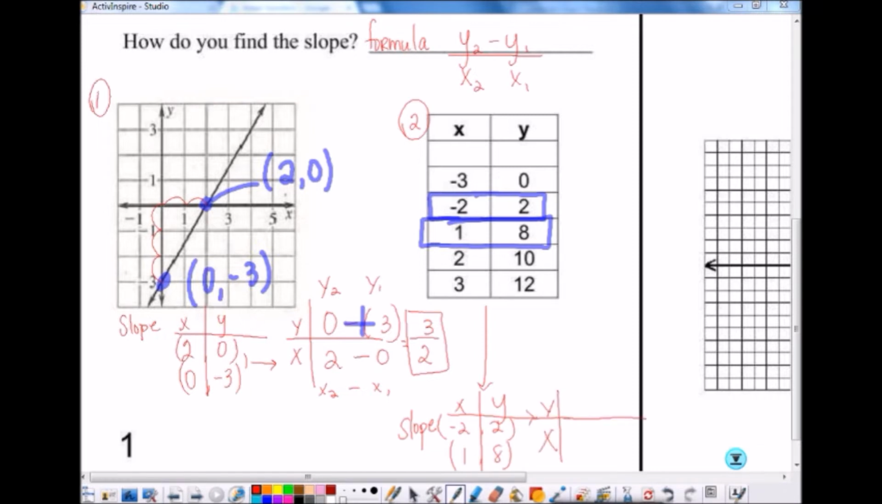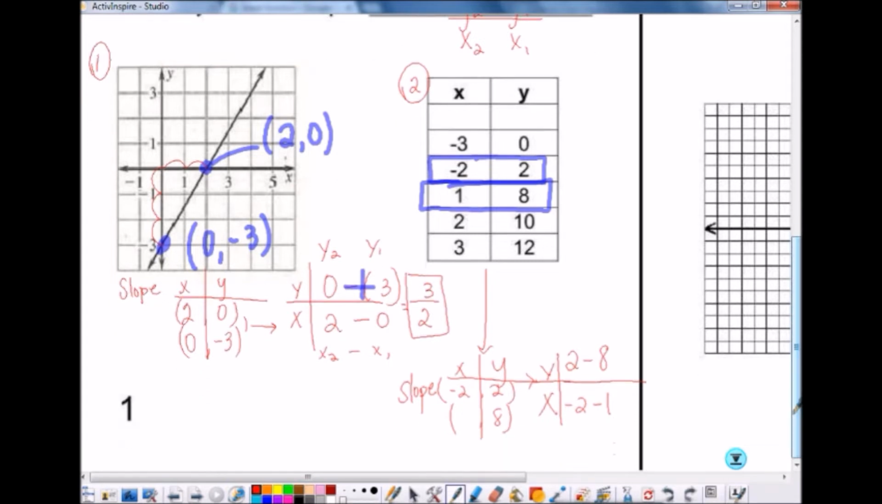That's right, you're now going to turn this table sideways and you're going to subtract the 2 numbers. So 2 minus 8 over negative 2 minus 1. Now, all you have to do is either put it in your calculator or do the math. So you would get negative 6 over negative 3. To reduce this, remember a negative and a negative make a positive, so it would be either 2 or 2 over 1. That's your slope.